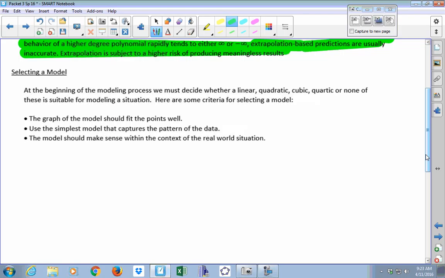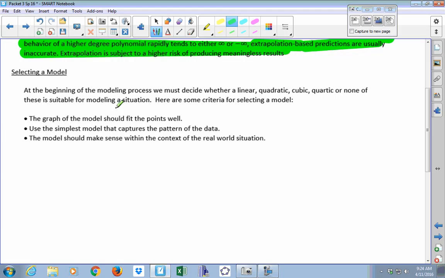So this idea of modeling is not just something you have to do in a math class. Whatever area you go into, whether it's a business area where they use models all the time, or a STEM field, science, technology, engineering, math, you will be working with models quite frequently. So how do you select a model? At the beginning of the modeling process, we must decide whether a linear, quadratic, cubic, quartic, or none is suitable for modeling the situation. Here's some criteria.